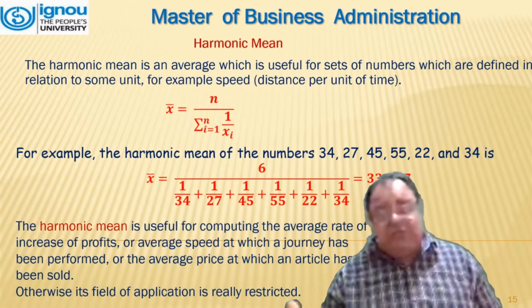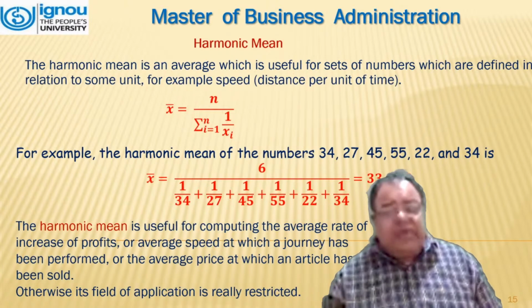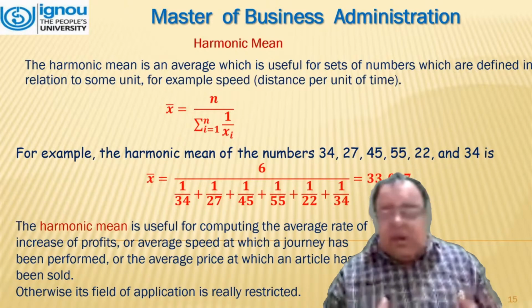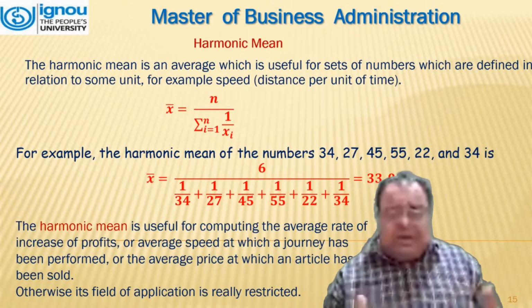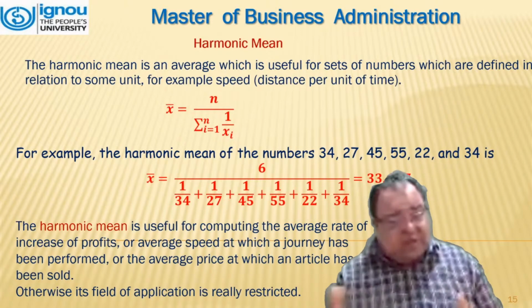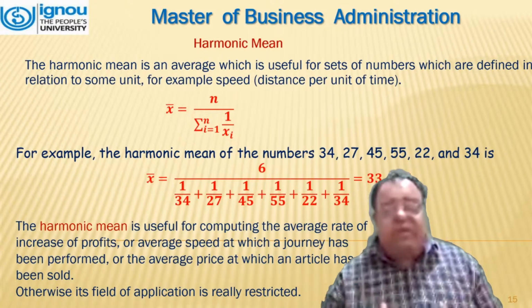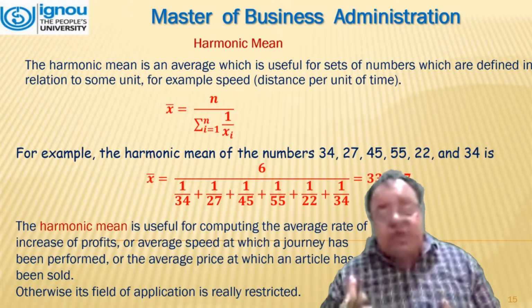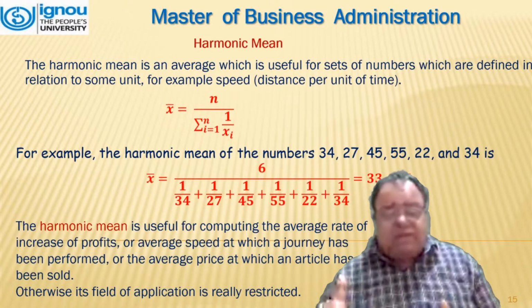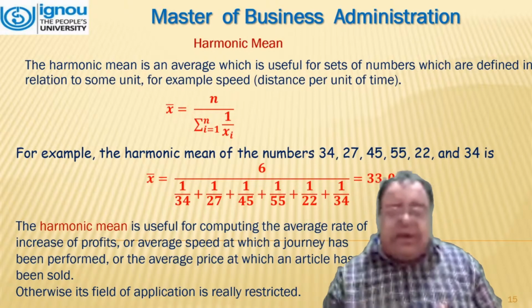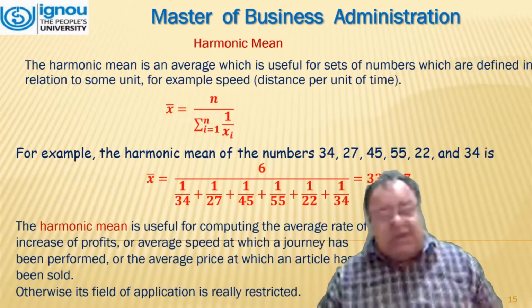Suppose we have these numbers 34, 27, 45, 55, 22, and 34. So we have to calculate the harmonic mean. In that case, there are 6 observations, so 6 divided by the summation of reciprocals of 34, 27, 45, 55, 22, and 34. After evaluating it, we will get 33.017.